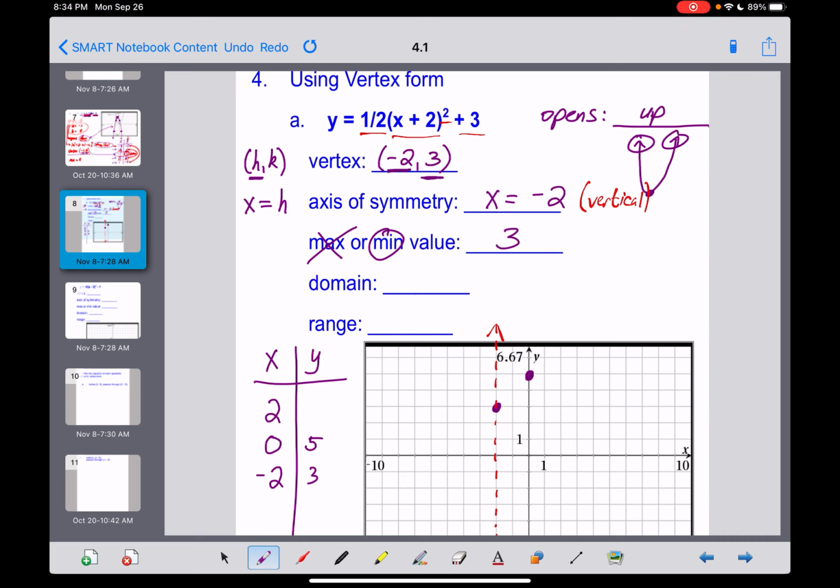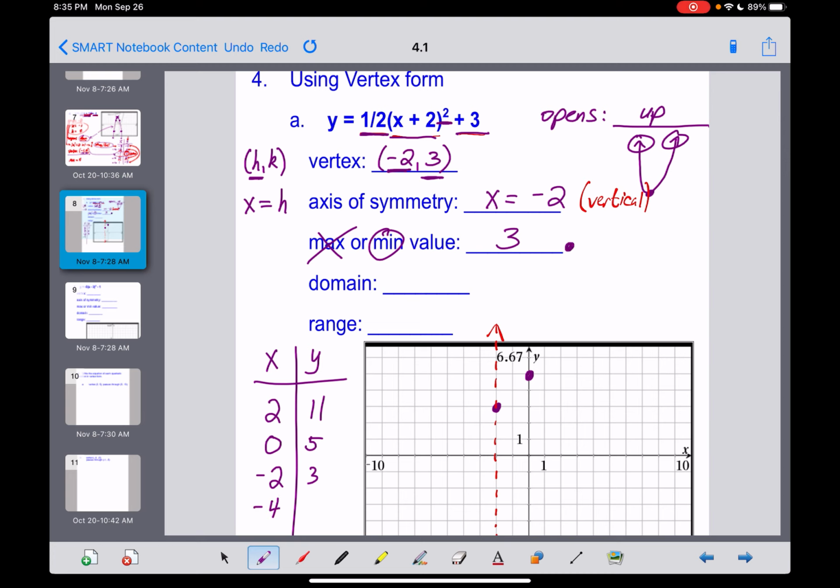Let's see what happens when we put in a 2 now. 2 plus 2 is 4. 4 squared is 16. Half of 16 is 8. 8 plus 3 is 11. Now shoot, that's going to be off my graph a little bit, but the point (2, 11), I'm going to guess is maybe up here somewhere. What am I doing now?